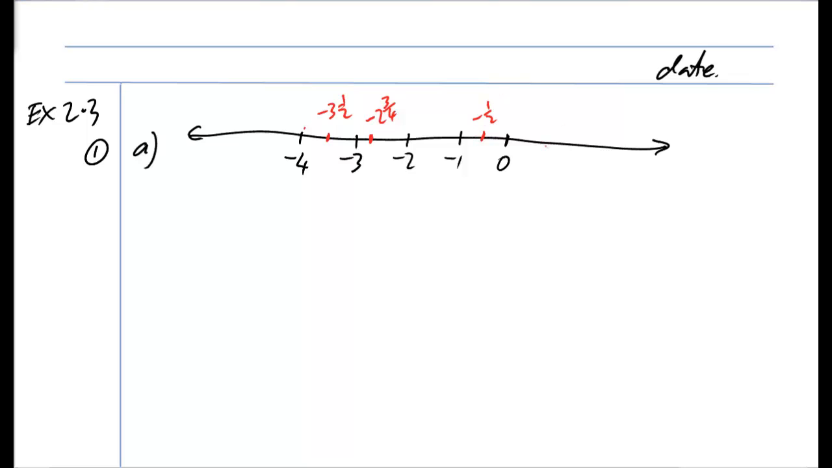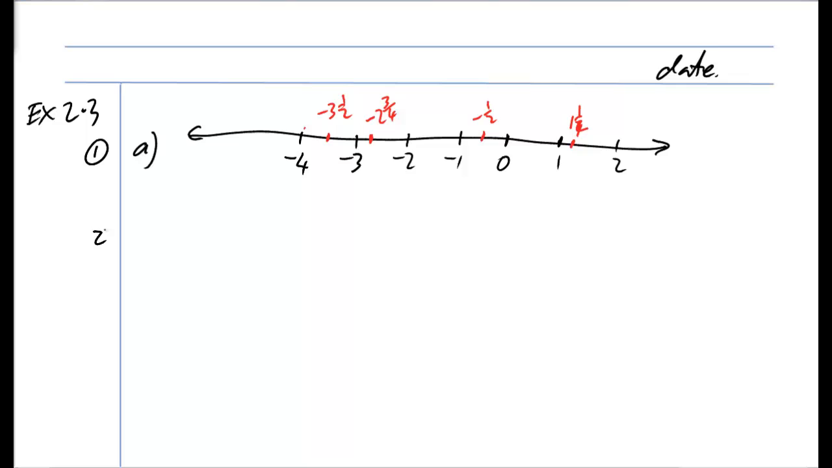And positive 1.25. Oh, I haven't actually put some positive numbers on there, so let's just fix up our number line. There's 1, there's 2, so 1.25 would be about there, 1.25. So I want you to have a go now. Just do the rest of number 1.